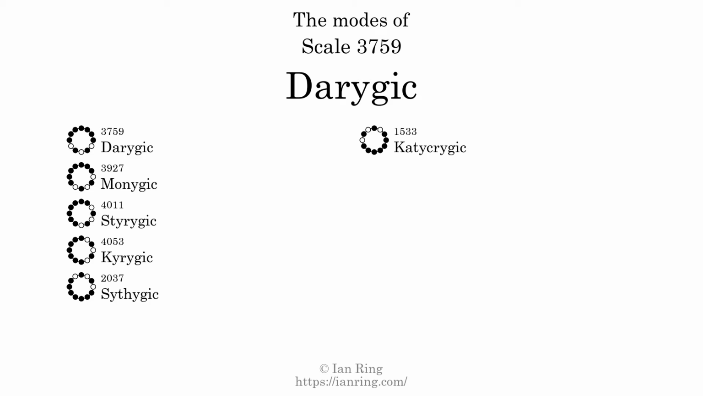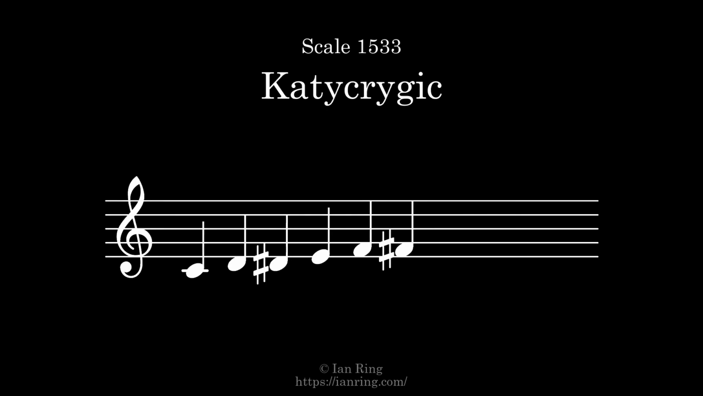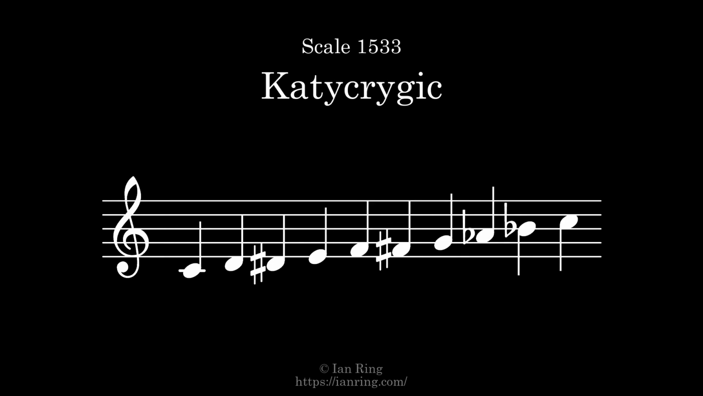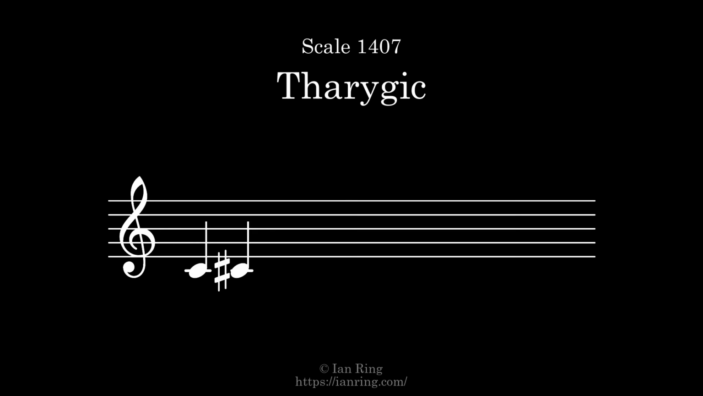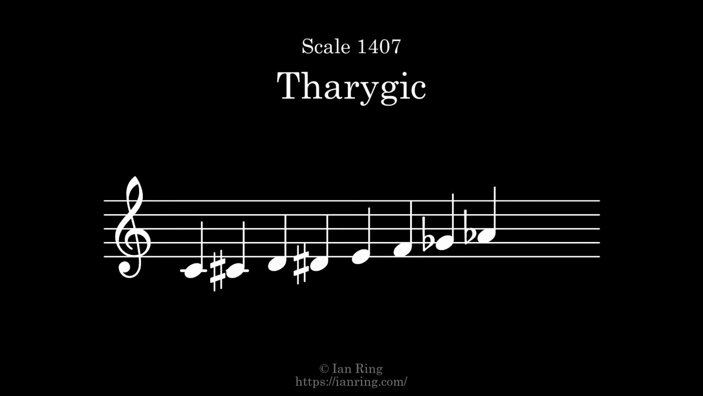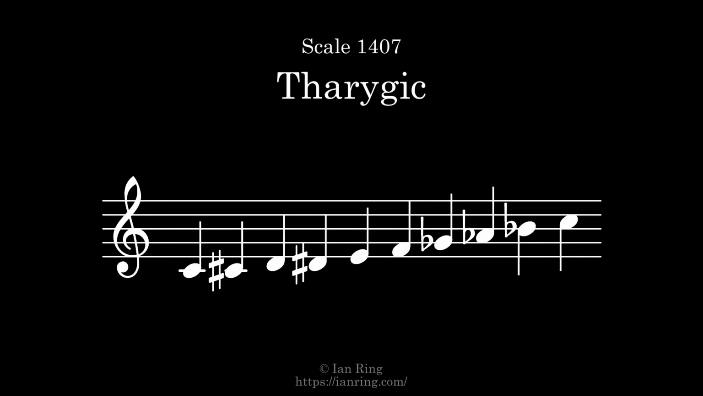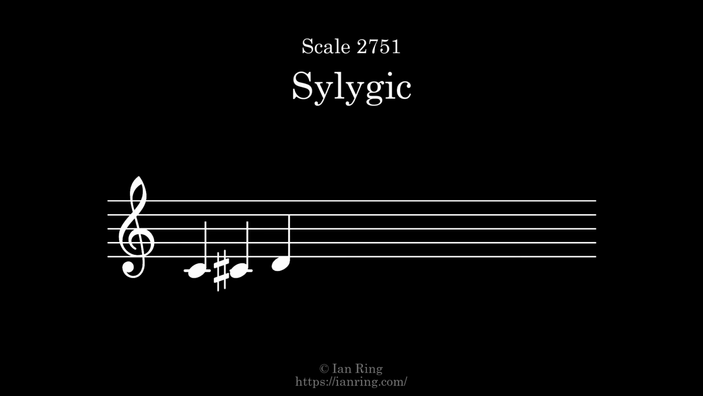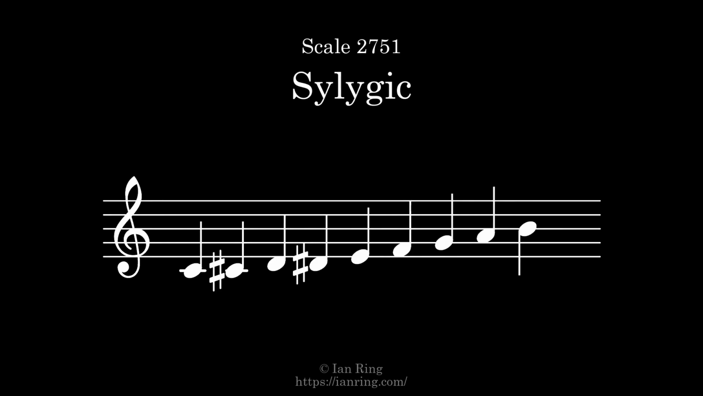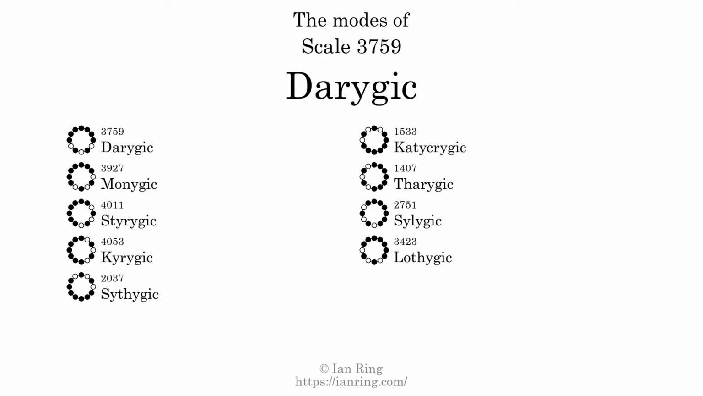It sounds like this. The seventh mode is scale 1407, also known as Darygic. It sounds like this. The eighth mode is scale 2751, also known as Seligic. It sounds like this. The ninth and last mode is scale 3423, also known as Seligic. It sounds like this.